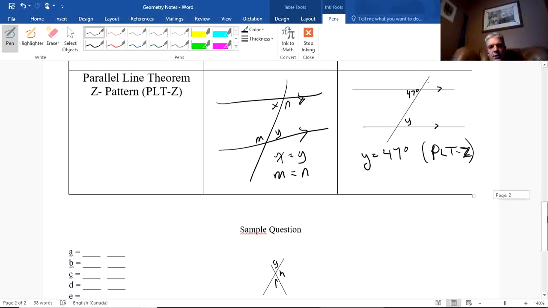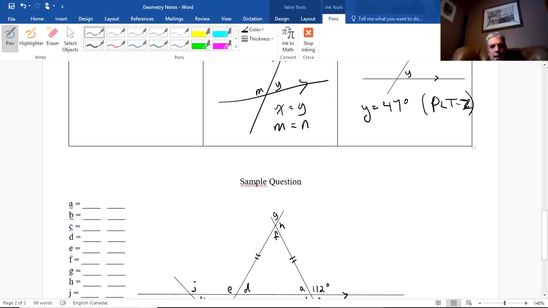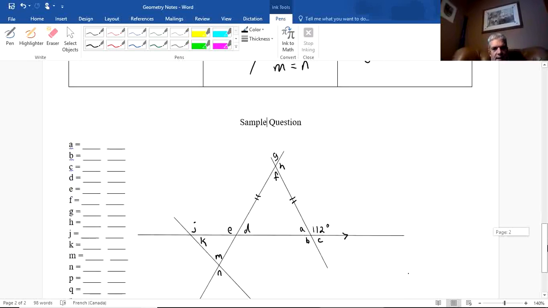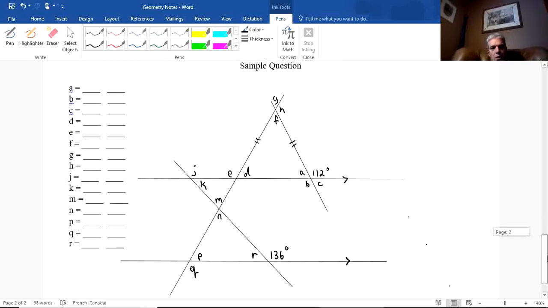So we can do a sample question. Not sure why, oh, I know why. It thinks I'm in French, so samples were spelt wrong. All right, so here's a sample question. Whew, look at that. We can do all kinds of stuff.